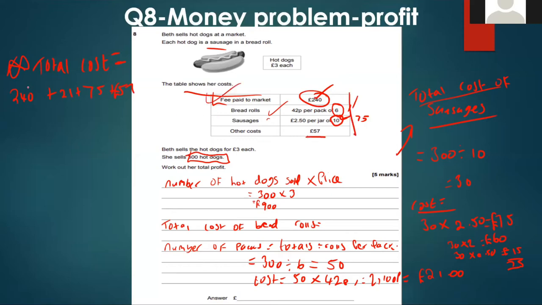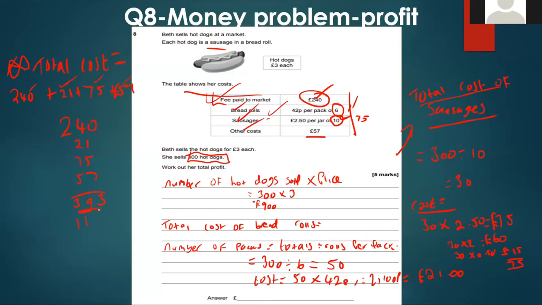I've done the fee paid to the market, which is there, bread rolls, which is there, sausages, which is there, and then I've not missed out the other costs, even though we haven't talked about them. So 240 plus 21 plus 75 plus 57: 7 plus 5 is 12, plus the 1 is 13, 5 plus 7 plus 2 plus 4 is 19. No, sorry, 8 plus 1 is 9. 2 plus 1 is 3. So 393. But it says work out her total profit.